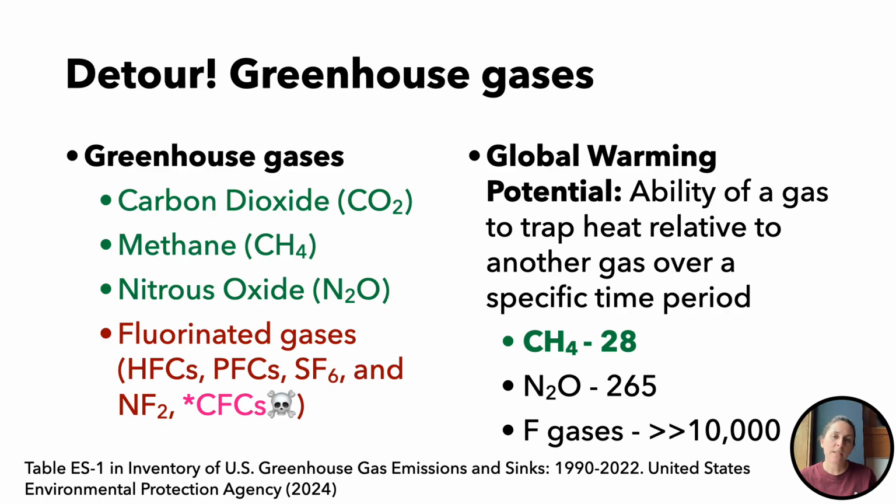So over on the left side with our greenhouse gases, you'll notice that carbon dioxide, methane, and nitrous oxide are all highlighted in green, meaning that they are in our atmosphere naturally to a certain degree, whereas the fluorinated gases that are highlighted in red are primarily the result of industrial processes.